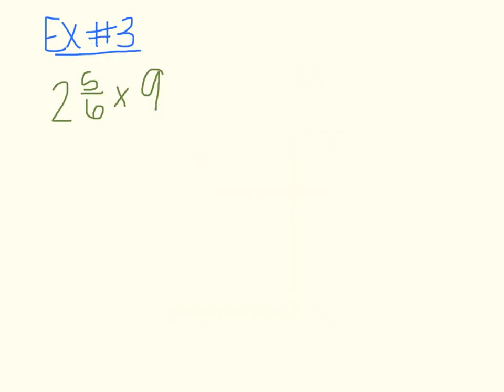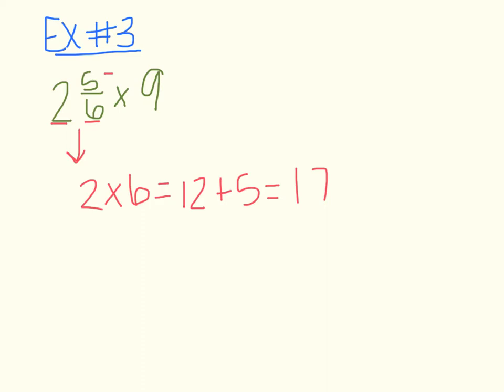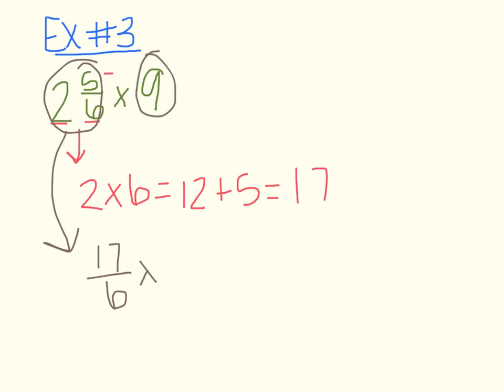Alright, example number 3, we're going to change 2 and 5/6 to an improper fraction. Remember, we multiply the whole number times the denominator. 2 times 6 is 12, plus the numerator, plus 5 equals 17. And the denominator stays the same. So now I have 17/6 times, take this 9, and I put 9/1. Always put your whole number over 1.